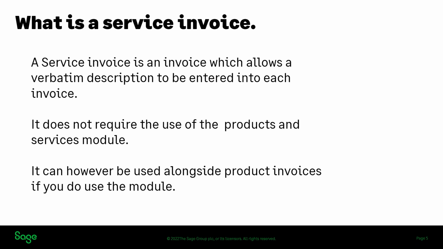So quite a while ago, we had some changes around CIS, domestic reverse charge. And on a lot of those calls, we asked customers why they weren't using the service invoice module. The reason was that they weren't using products and services. So many people aren't aware that you can actually create a service invoice even if you're not using products and services. It can also be used alongside product invoices. So if you do want to use a service invoice, you can still use product invoicing as well. And I'll show you that in the demonstration a little bit later on.